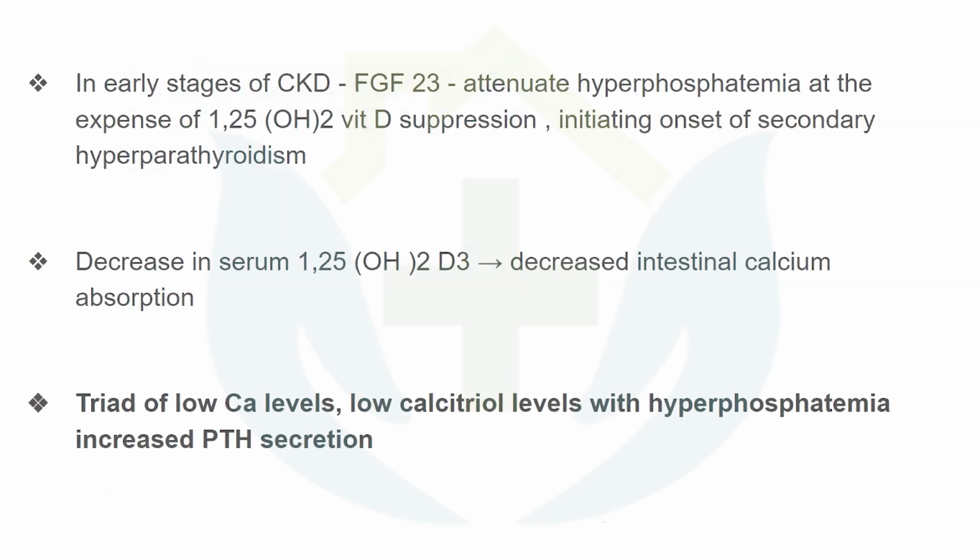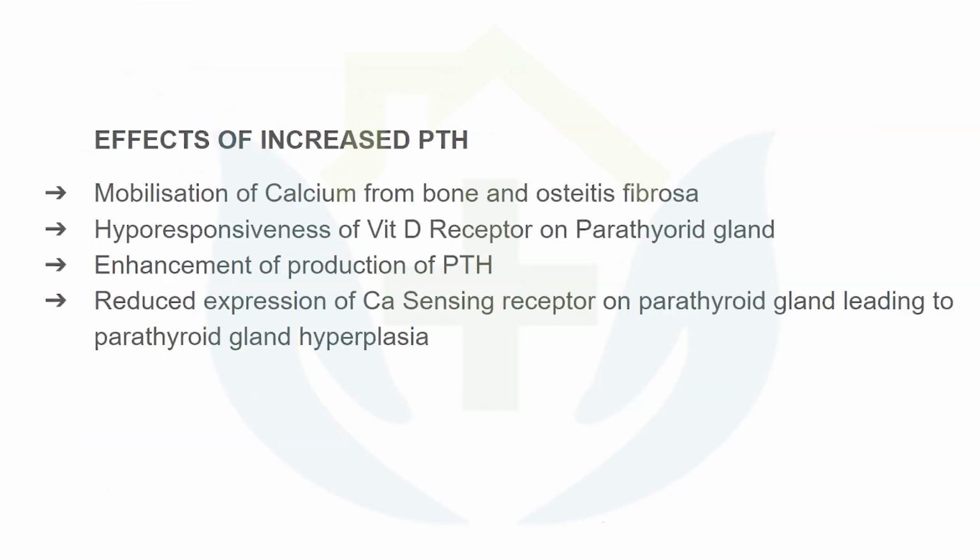A decrease in active vitamin D decreases intestinal calcium absorption, and the triad of low calcium, low calcitriol, and hyperphosphatemia increases PTH secretion. So, what are the effects of increased PTH levels? It leads to mobilization of calcium from bone, resulting in increased bone resorption and a pathologic state called osteitis fibrosa.